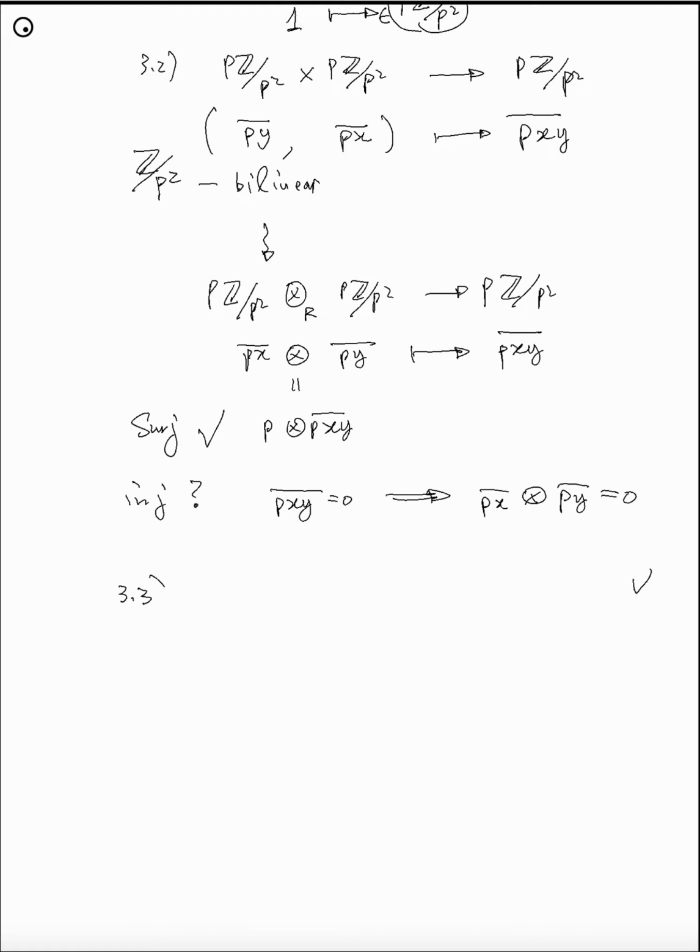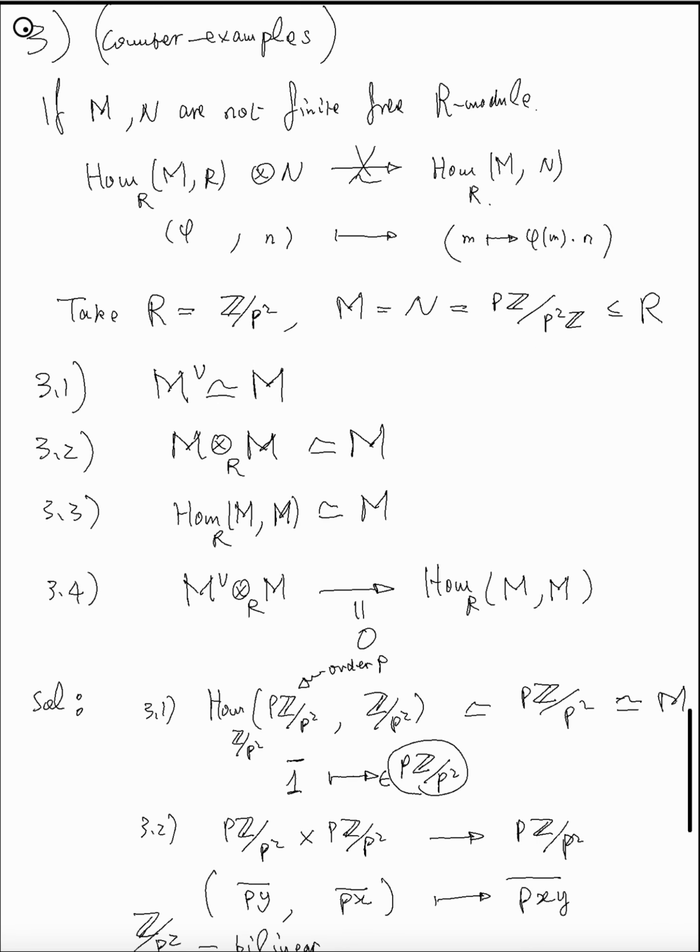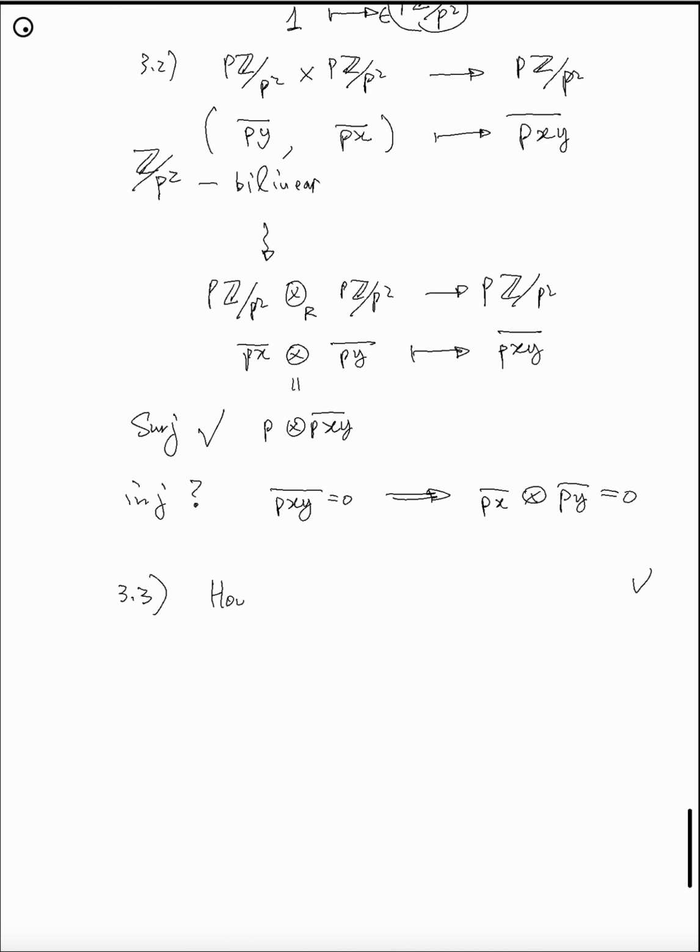Okay, 3.3. Prove that the Hom of M to M itself is isomorphic to M. Our linear maps from pZ/p squared to Z/p squared. I mean, yes, this is inside R, but as we said, you could only map an element to those of order p, so it's still M itself. So by the same argument, you could choose whatever element here.